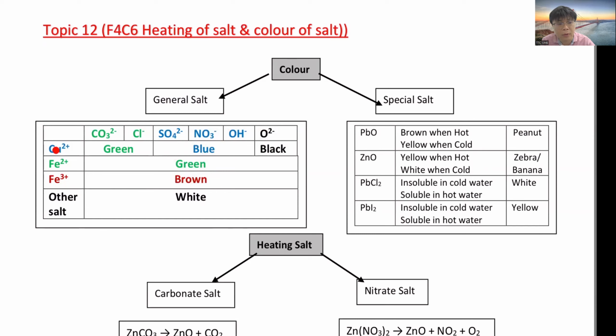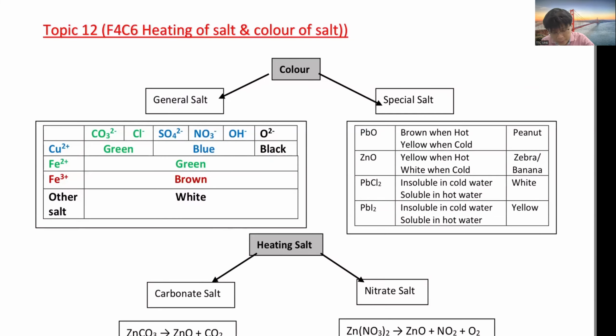Okay, then after that, for copper, a bit special. Most of them are blue color, except copper oxide is black color. And then copper 2 carbonate is green color, and copper 2 chloride is green color also. Okay. Then for the special salt, PbO. PbO is brown when hot, yellow when cold.